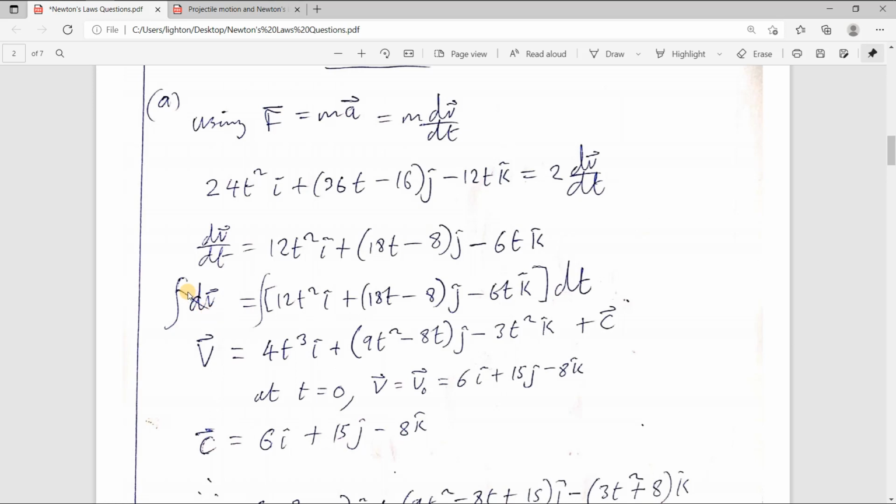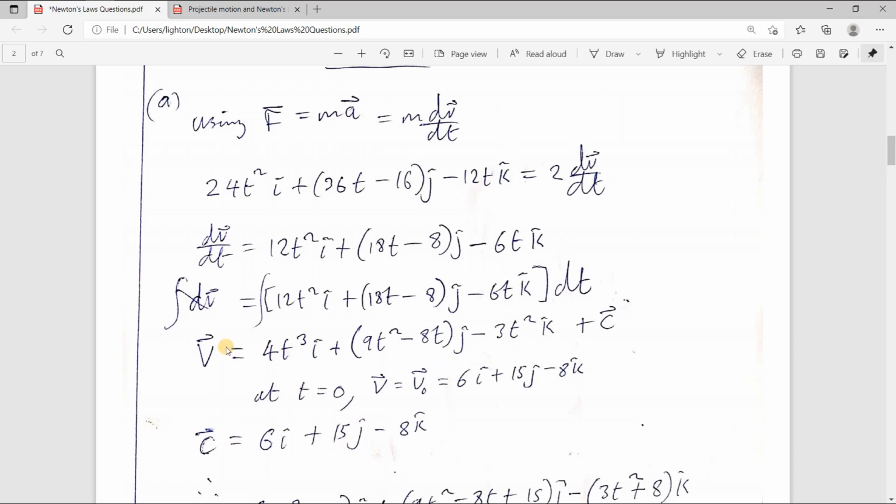So integrating the left side, we just remain with v is equal to, now integrating the right side with time, we have 8t cubed i plus (18t squared minus 8t) j minus 3t squared k plus c. This is a constant vector. As you can see, there's an arrow because what we're dealing with now is a vector expression here. So the constant also has to be a vector with an arrow.